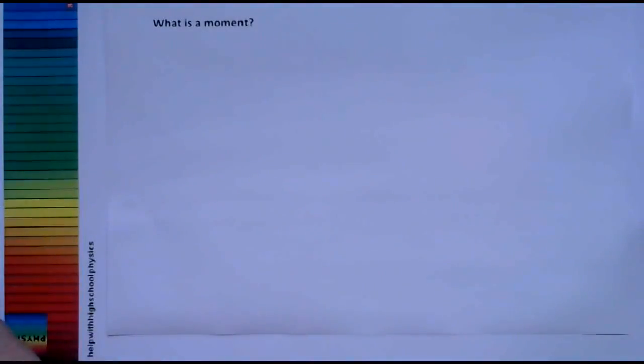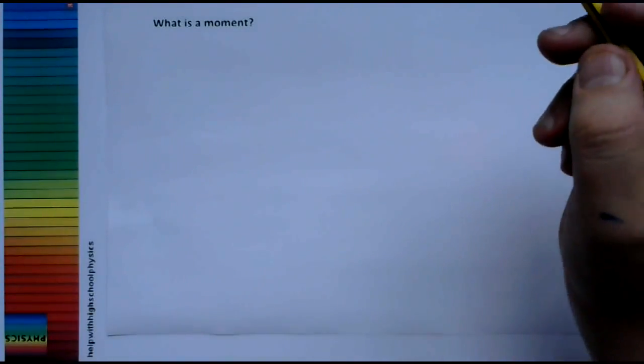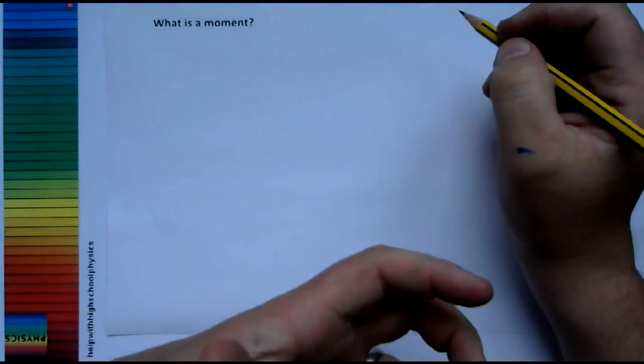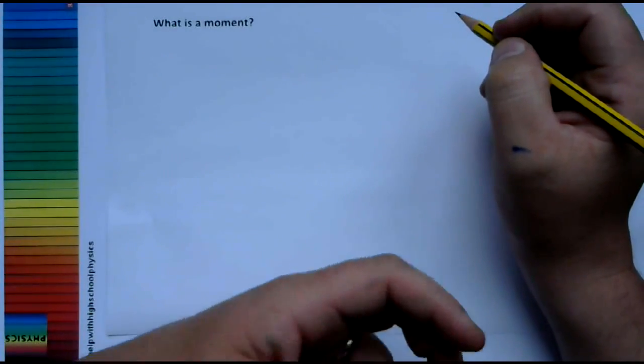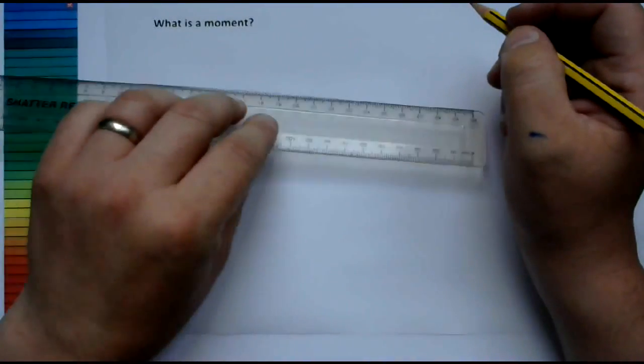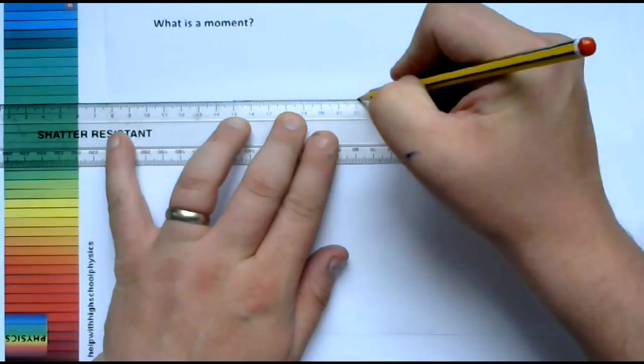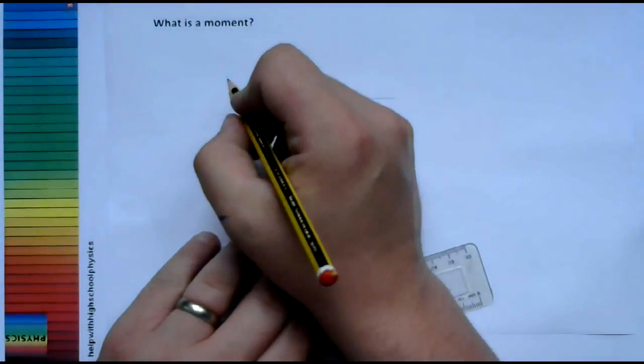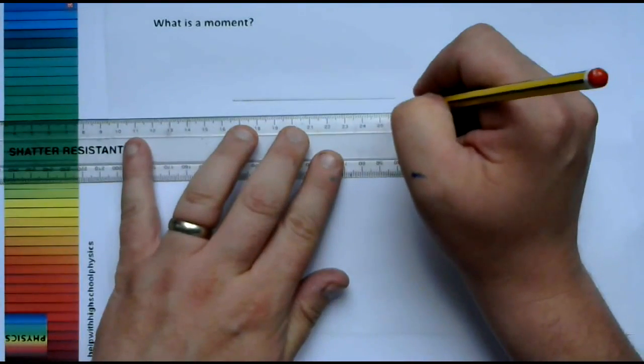Okay, so this video is about moments and what moments are. A moment is basically a measure of the turning effect of a force, so what turning effect a force would produce on a given object. An example of that would be a spanner, for example.